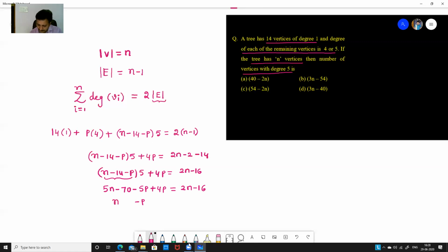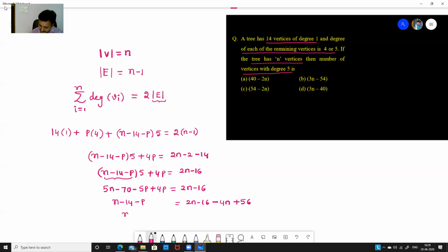So I keep only this one n. Remaining 4n are there. You can bring them to the right side. Then 2n minus 16, bring minus 4n to the right side. Here I have 70. I want to keep only 14. So if I keep only 14, the remaining is minus 56, right? Bring minus 56 to the right side, that is plus 56.